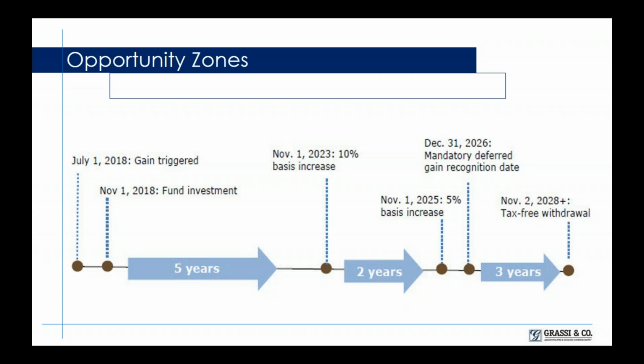Number two is capital gains deferrals. Capital gain tax payments on the initial investment may be deferred indefinitely on a 1031, whereas in an opportunity fund investment, that deferral is until December 31st, 2026, when you actually have to pay the tax. So the 1031 is clearly more beneficial in that area.